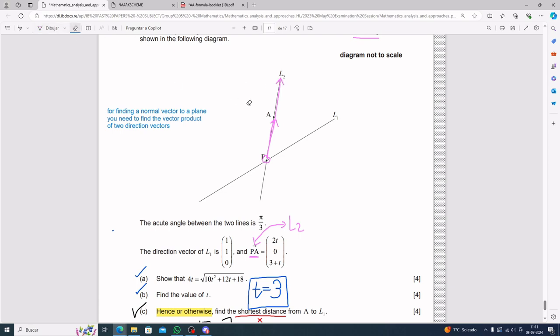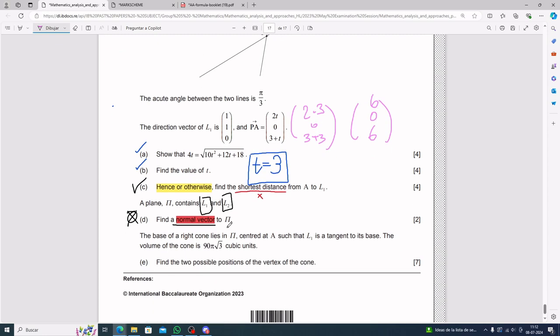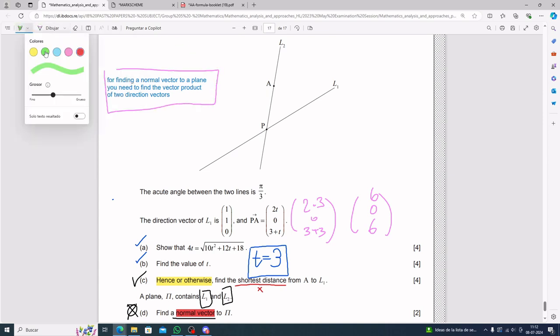So what is PA in this case? Let's recall that we plugged in t equals 3 earlier. That will give you 2 times 3, 0, 3 plus 3. So the direction vector of PA, which is the same as L2, is 6, 0, 6. Now, for the normal vector, we said we need to find the vector product of two direction vectors. Here are my two direction vectors: one is right there, and my other one is right here.